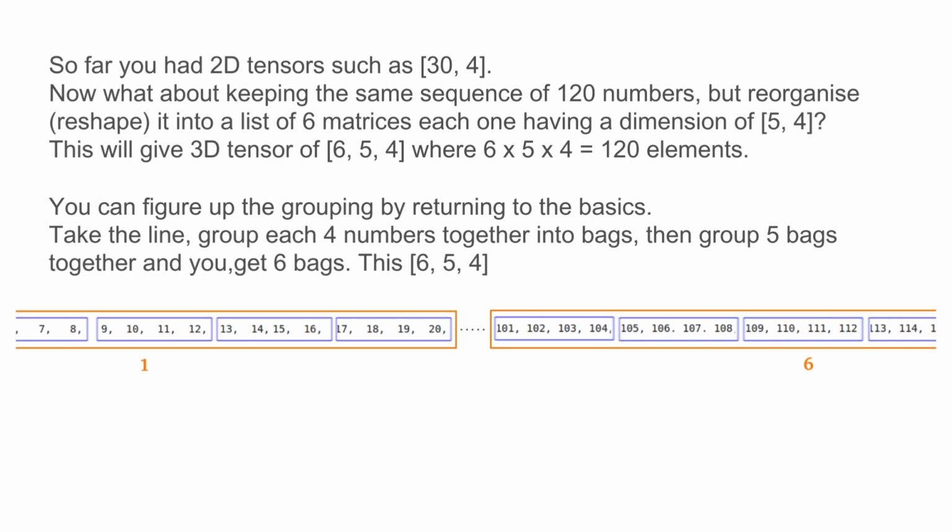To figure this out, go back to the basics. 1. Start with the horizontal sequence. 2. Group the numbers into sets of 4, forming columns. 3. Take 5 of these groups to form rows. 4. Finally, stack 6 of these matrices together. And just like that, you get a 6 by 5 by 4 tensor.